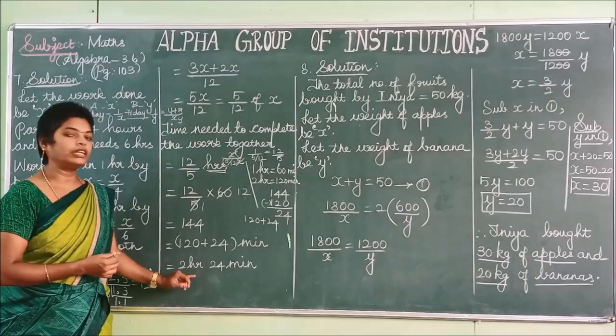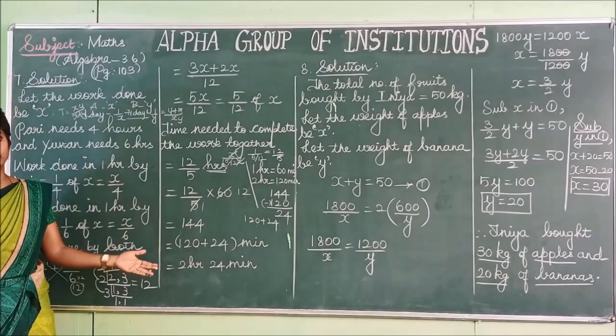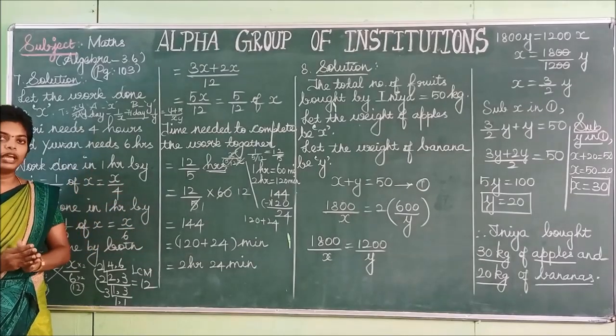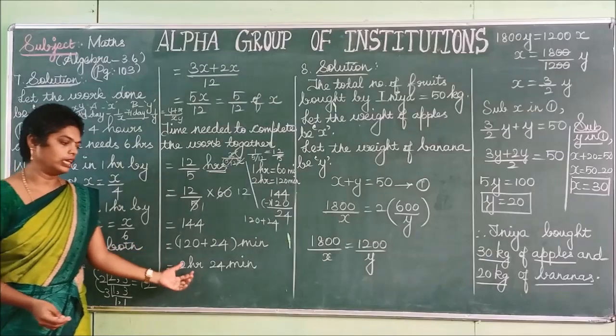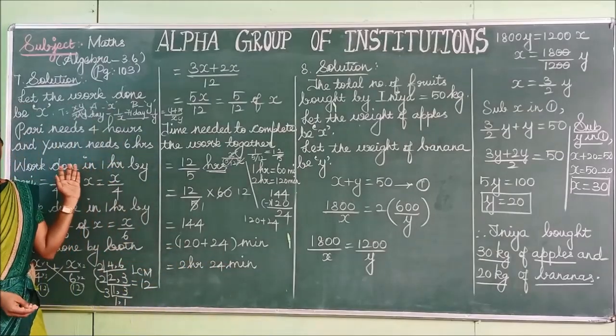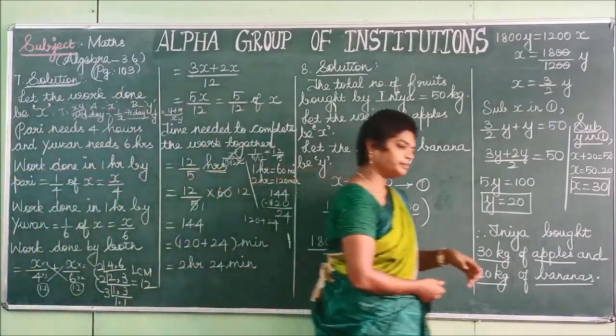So Pari takes 4 hours to complete the work and Yuvan takes 6 hours to complete the work. But when they are working together, they can complete the same work in 2 hours 24 minutes. So this is your 7th problem. Now move on to the 8th problem. Listen to the 8th problem.